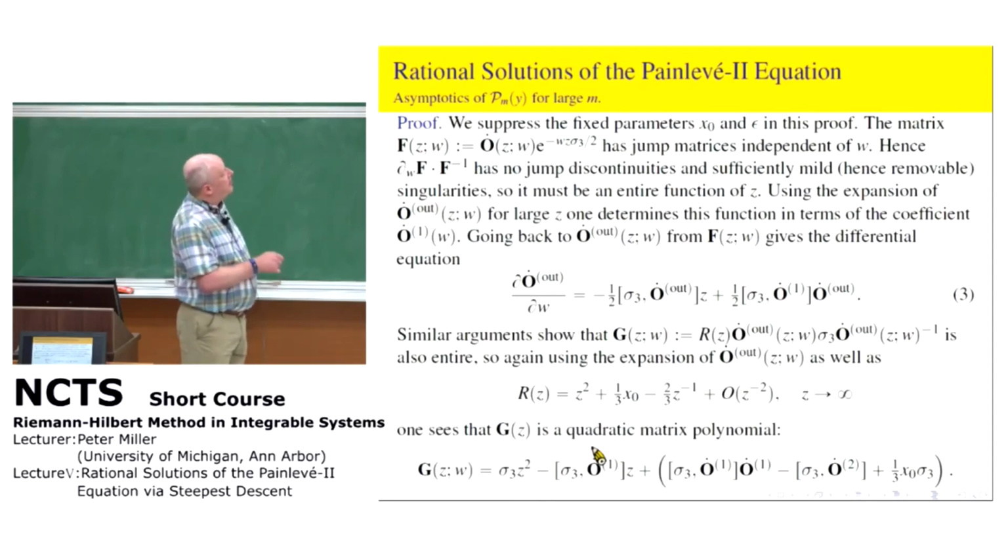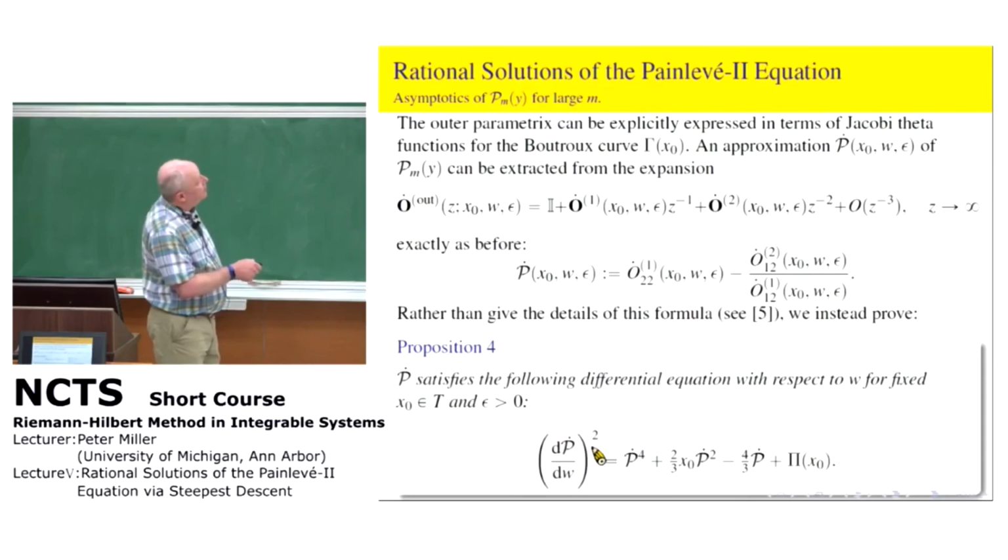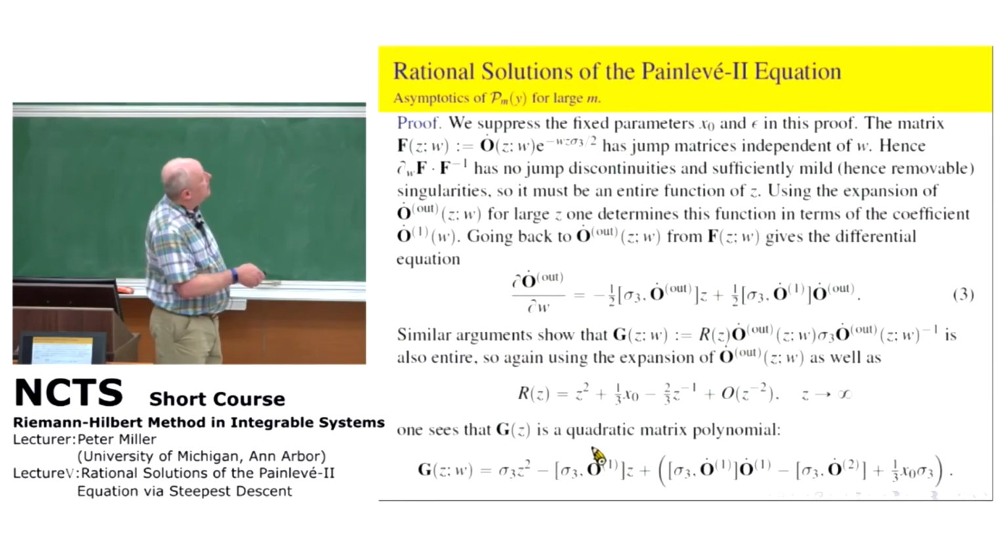And if you use the expansion of O dot out for large z, then you can check what this function is in terms of the coefficient O dot 1 of w. So O dot 1 is just the coefficient of 1 over z in the expansion, okay? So going back to O dot out from F, from this formula over here, gives us a differential equation.